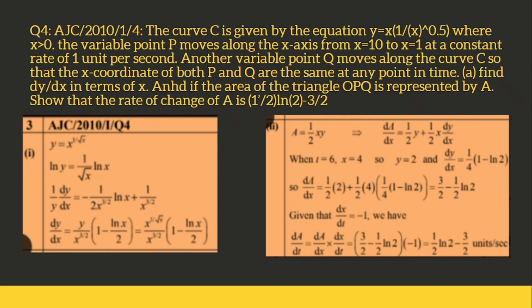So when we substitute t equals 6, x will then be equal to 4. So y will be equal to 2, and then dy/dx will be equal to 1 over 4 times 1 minus ln 2. In this case, dA/dx equals half times 2 plus half times 4 times 1 over 4 times (1 minus ln 2), which equals 3 over 2 minus half ln 2. Then given that dx/dt is minus 1, we can put it all together. So dA/dt equals dA/dx times dx/dt. Put it all together, then you will get half ln 2 minus 3 over 2 units.